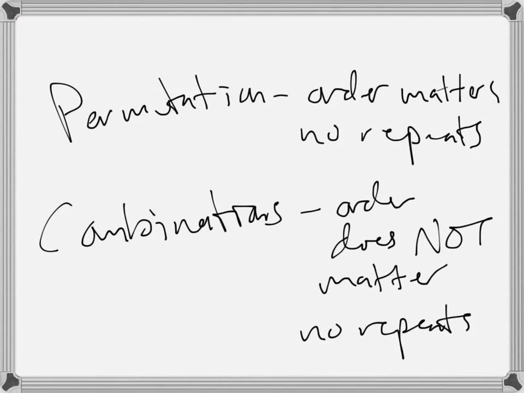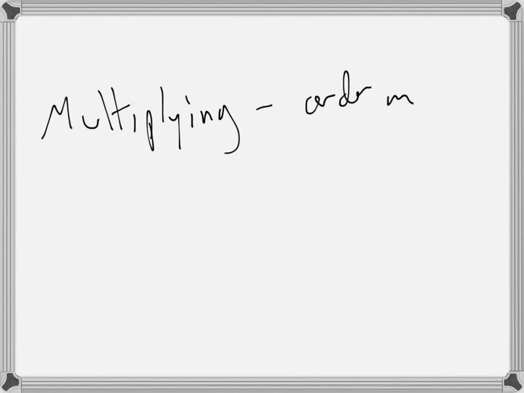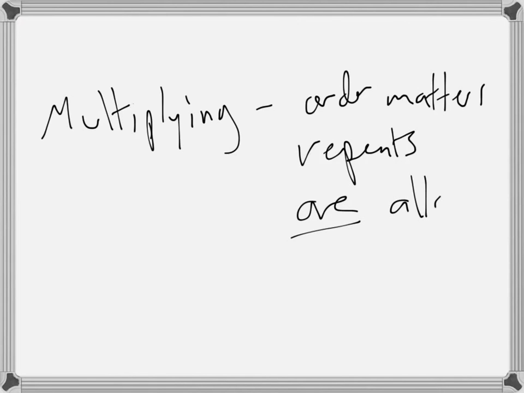In that last situation where I did 30 to the 7th, where you're just multiplying, so let's call that version multiplying, that is order matters and repeats are allowed, which is not true for a permutation or a combination.